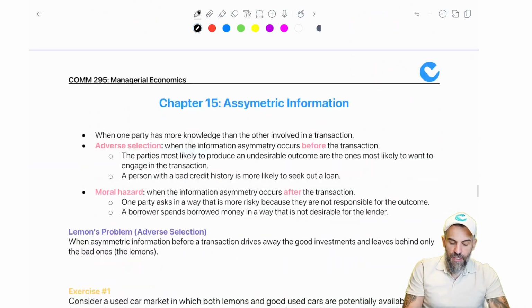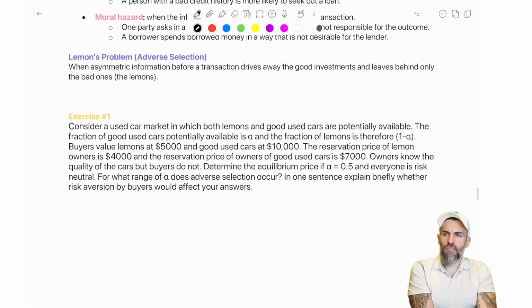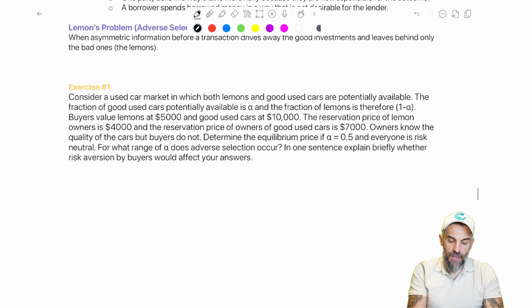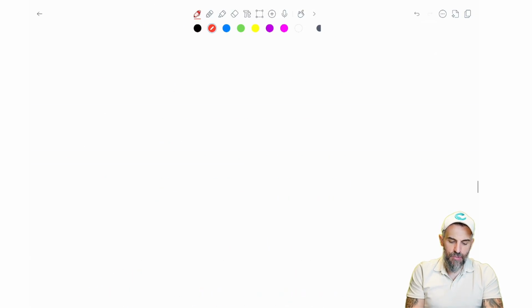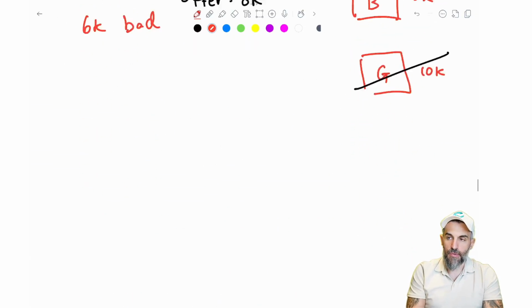So here's an actual exercise that was on a past exam. It says, consider a used car market in which both lemons and good cars are potentially available, kind of like the illustration I just did. The fraction of good used cars potentially available is A. Okay, so A represents the proportion of cars that are good, and so the lemons represent 1 minus A. So if A is 20%, that means 20% of the cars are good, 80% of the cars are lemons, bad. Buyers value lemons at 5,000 and good used cars at 10. Very similar to what I said here, right? Well, ish, different numbers, but right.